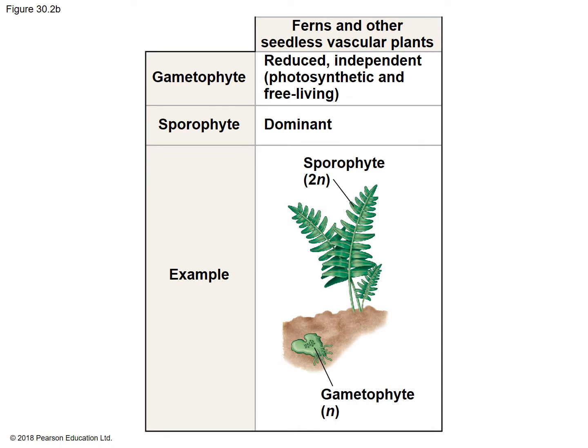In the case of vascular plants, we have two groups. The first group, the seedless vascular plants, like ferns. The gametophyte generation is reduced, independent, photosynthetic, and free-living, as you see here. The dominant phase is the sporophyte, the diploid sporophyte.